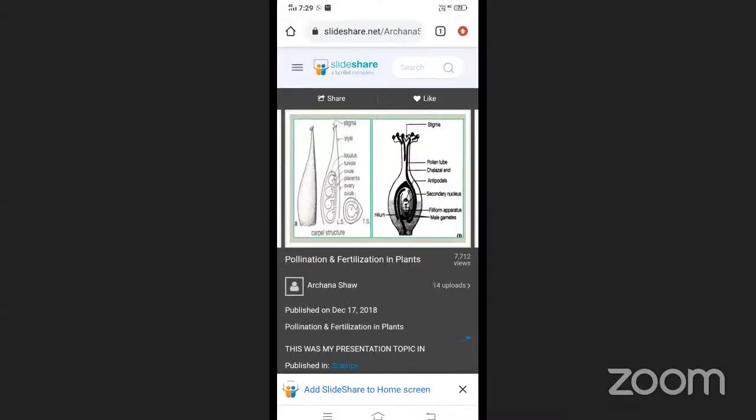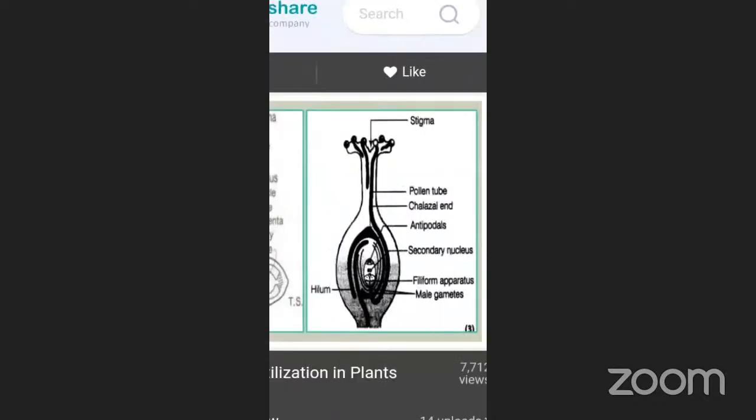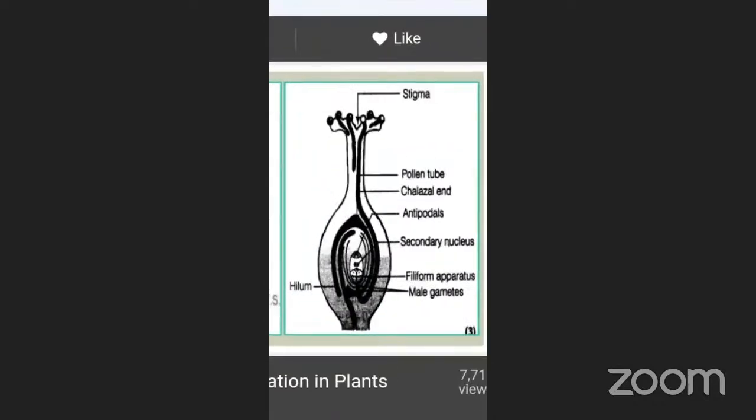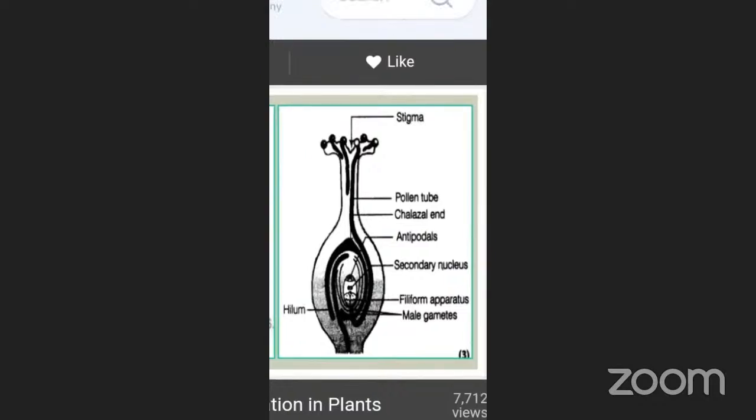The style here, like this, the stigma is there and the pollen tube growth enters into the embryo sac. So here there are three types of styles, which are open, closed, and half closed.